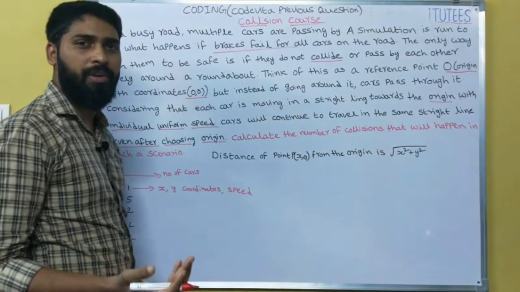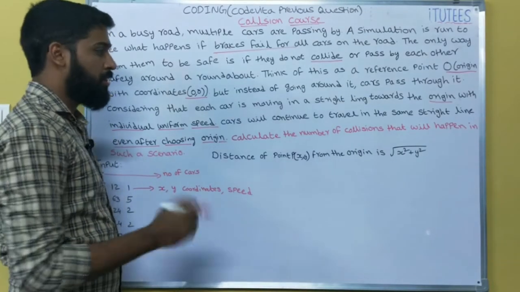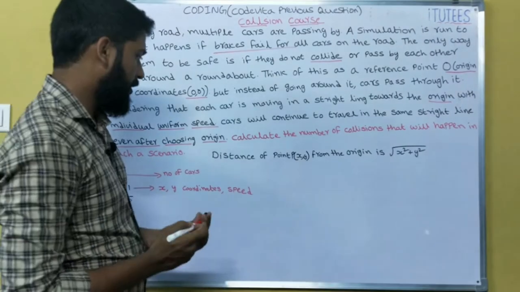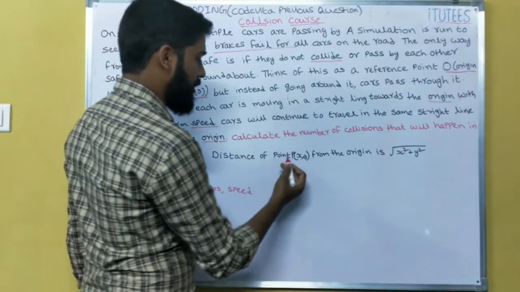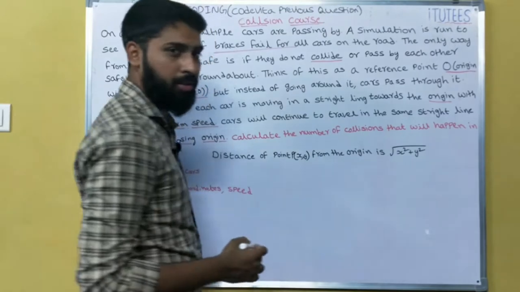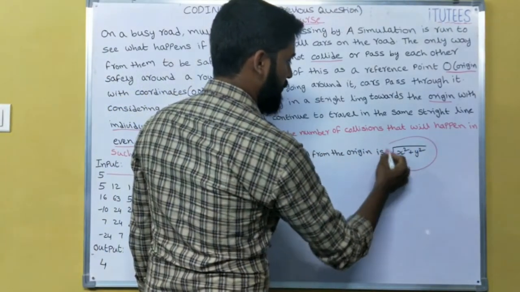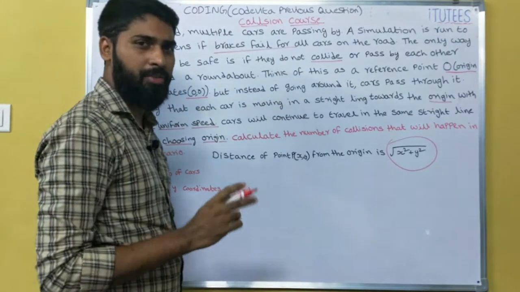So here we are going to find the number of collisions. For this we need one formula, that is the distance of a point from the origin. This is the formula for that: root of x square plus y square.